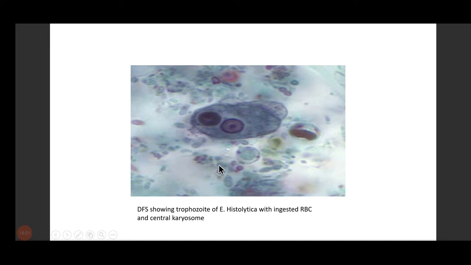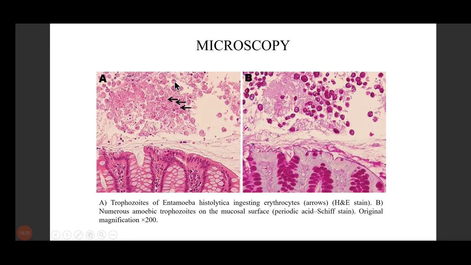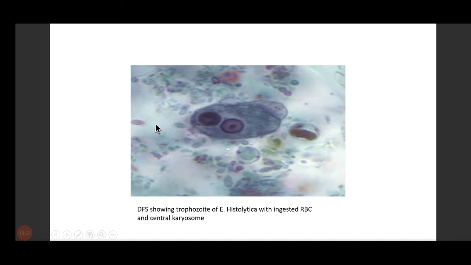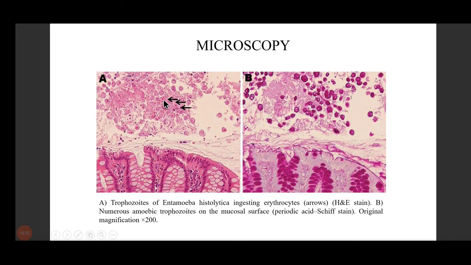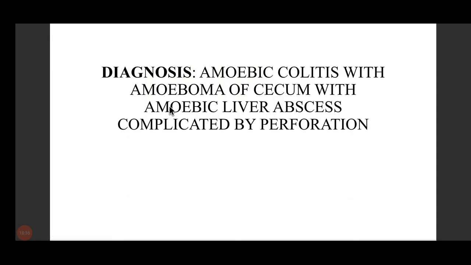So it has ingested RBCs. In the previous slide, you are seeing it's not that big, but some red dots are there, which are RBCs ingested by trophozoites. So the diagnosis is amoebic colitis with amoeboma of cecum with amoebic liver abscess complicated by perforation.